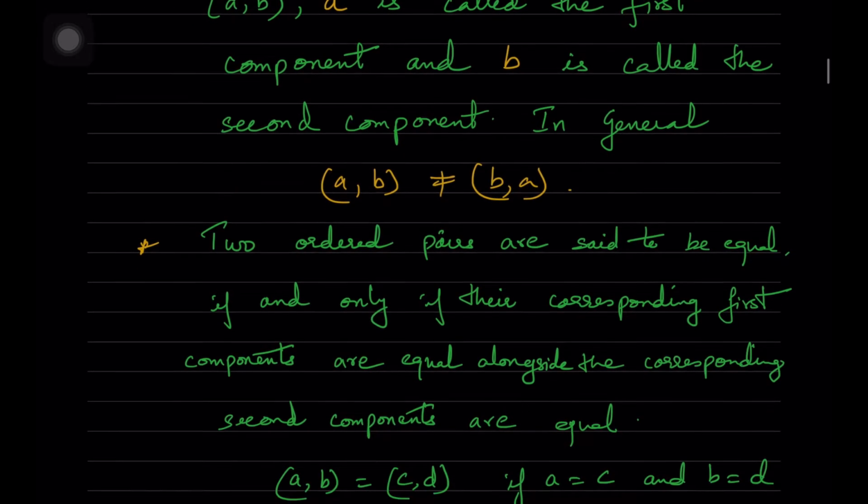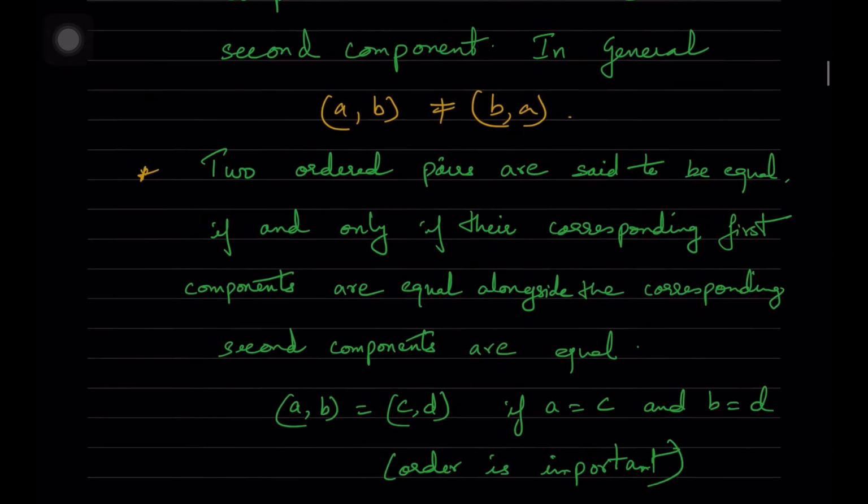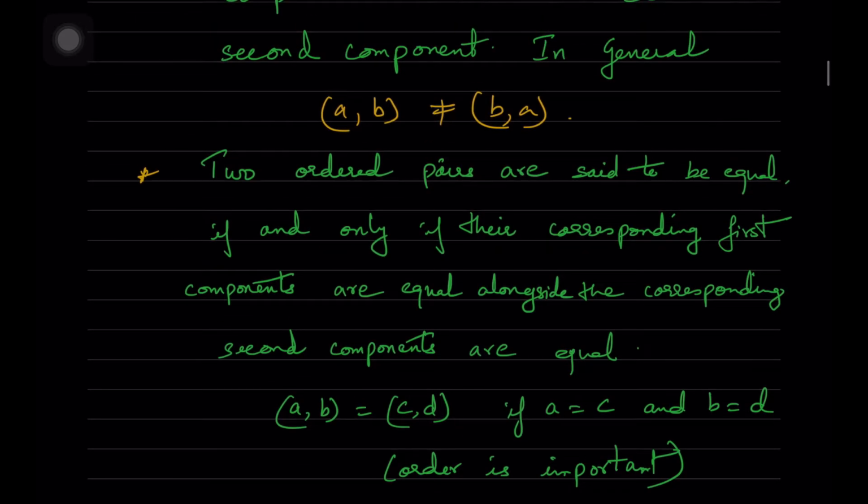See, an important point to be noted down. Two ordered pairs are said to be equal if and only if the corresponding first components are equal and the corresponding second components are equal. So (a,b) is equal to (c,d) if and only if a is equal to c and b is equal to d. So order is important over here. You are writing a here, then c over there. If you are writing it as (a,d) and (c,b), again it is not equal. If you are writing (a,b) equal to (d,c), it's not equal. Order is important. Therefore, (a,b) is equal to (c,d) when a is equal to c and b is equal to d.